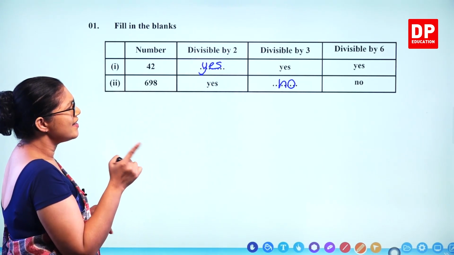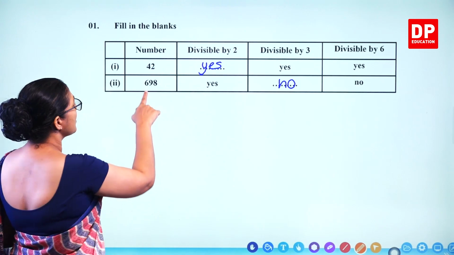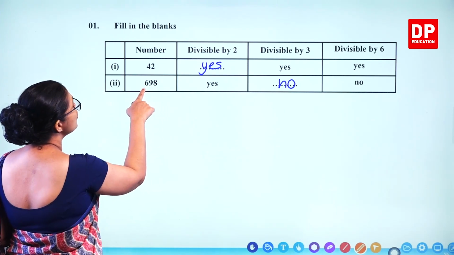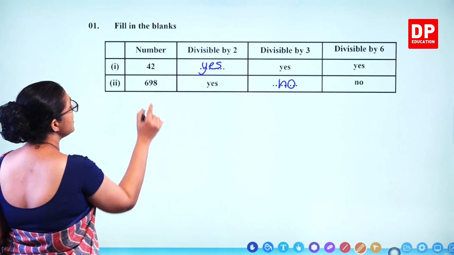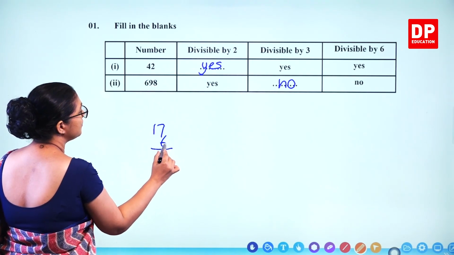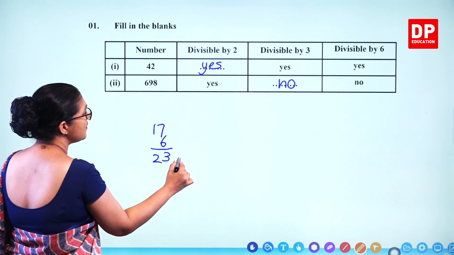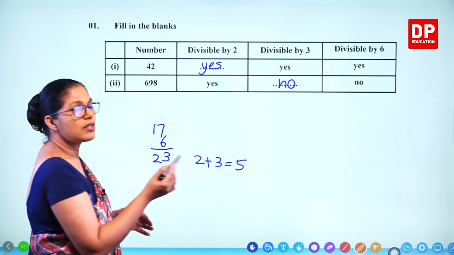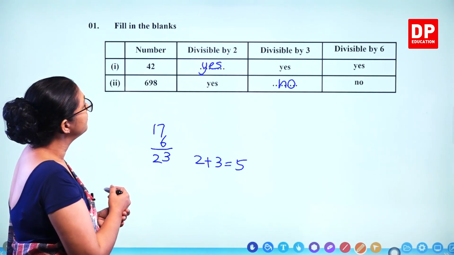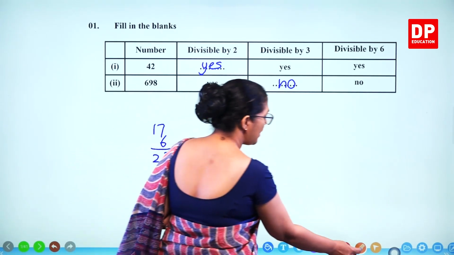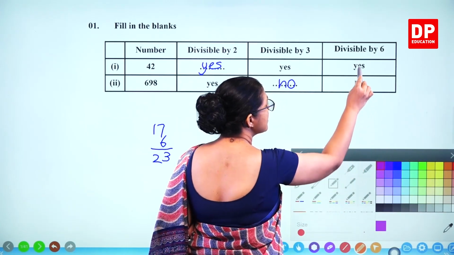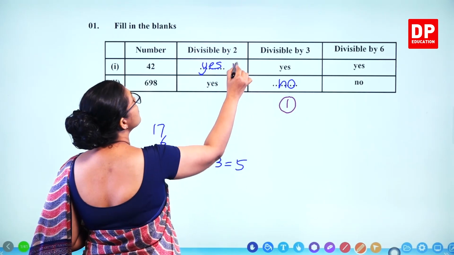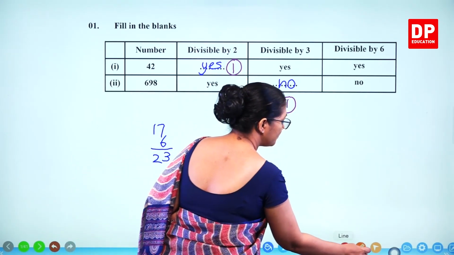Now we'll check why this is not divisible by 3. The digital root: 9 plus 8, 17. 17 plus 6, 23. That means 2 plus 3, that's 5. The digital root is not a multiple of 3. But you don't have to check it, because from these two answers you get it straight away. So 1 mark each.